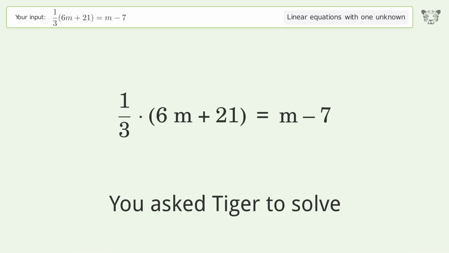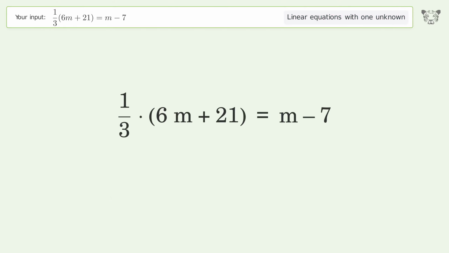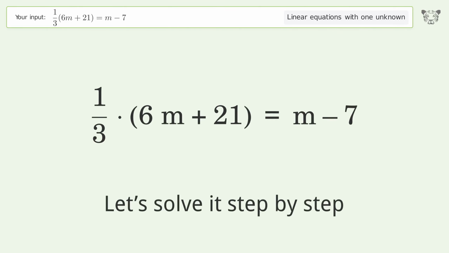You ask Tiger to solve. This deals with linear equations with one unknown. The final result is m equals -14. Let's solve it step by step.